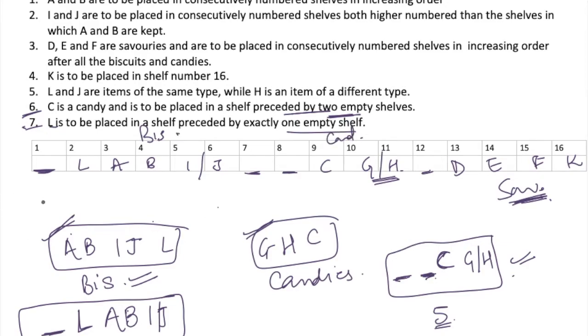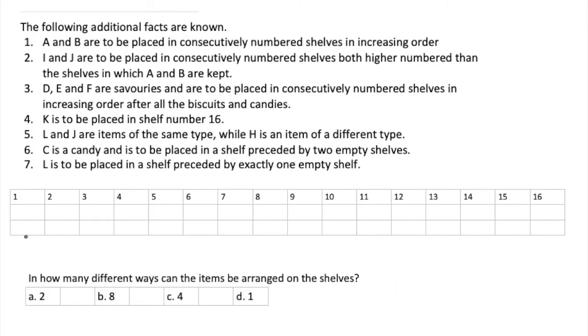The next case will be if we put candies first, that is we put 2 blanks, then we place C, G and H in any order, and then we place 6 as the second blank, and L, A, B and I and J in any order, and 12th will be blank. So we have 2 cases here. Let's just form those 2 cases.